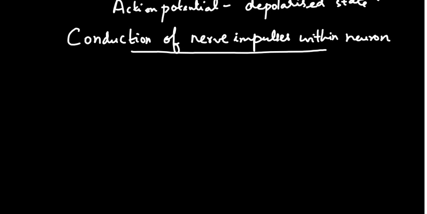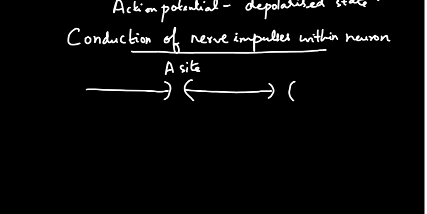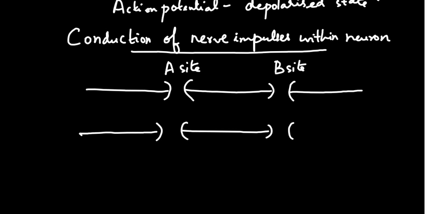So let us take this channel as A site and the next sodium potassium pump area as B site. The mineral ions are allowed to pass only through these sodium potassium pumps. They are made of proteins. The other areas will not allow this; the membrane is not permeable. So this is the A site of the axon, this is the B site of the axon.